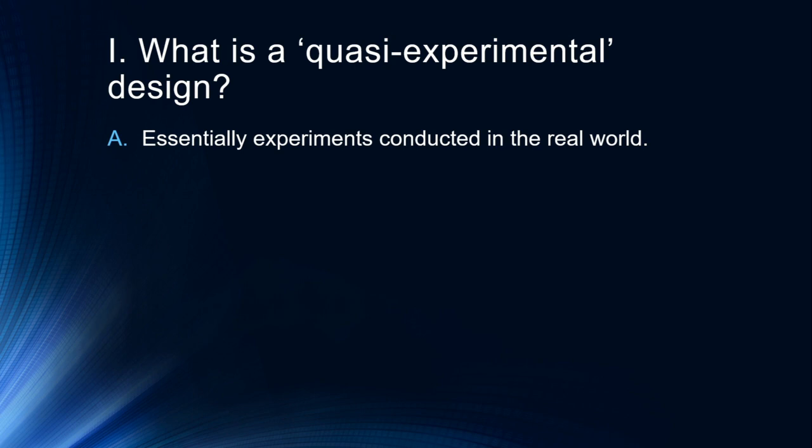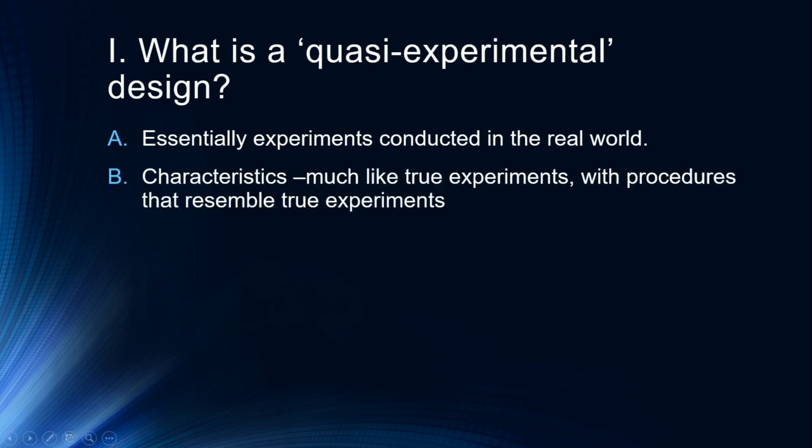These are essentially experiments that are conducted out in the real world. They have characteristics that are a lot like true experiments, with procedures that resemble true experiments, some of them, not all of them. We're going to talk, for example, about studies in schools. Oftentimes these are quasi-experimental designs where we'll test out some sort of pedagogical innovation in one class versus another. These are quasi-experimental designs because oftentimes we can't randomly assign people to different classes, and we don't have as much control as we might like to in the laboratory, but we have a treatment intervention and a comparison.